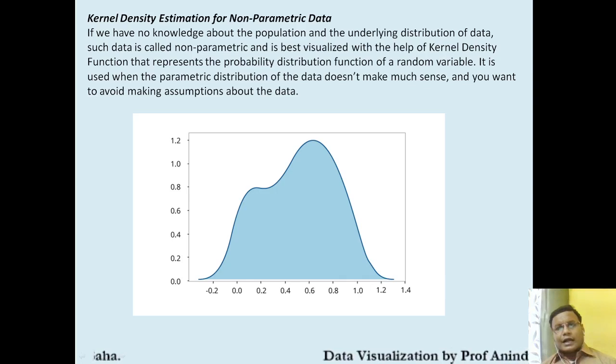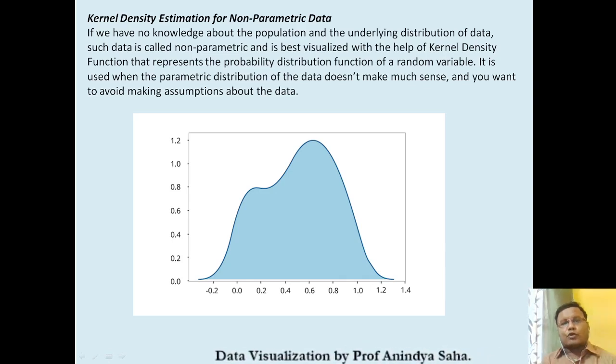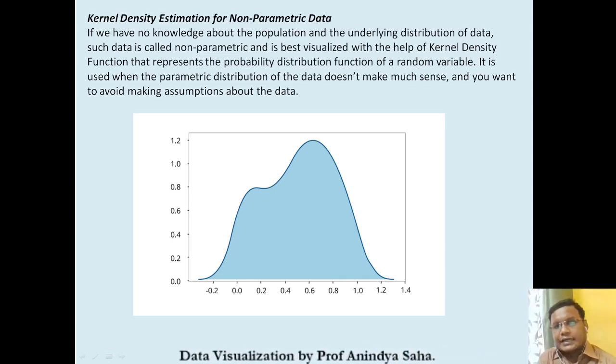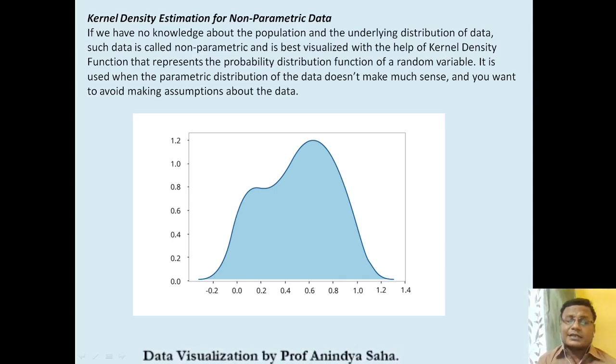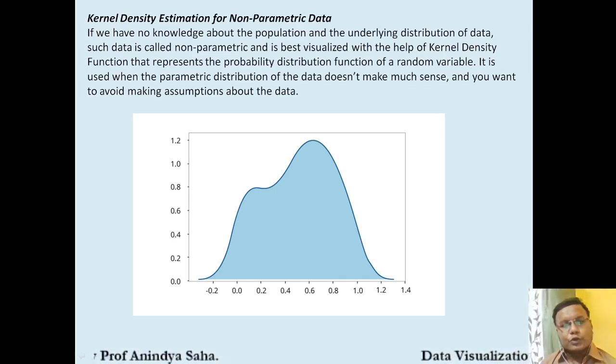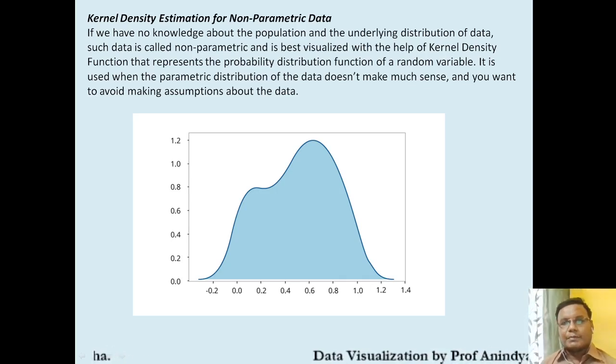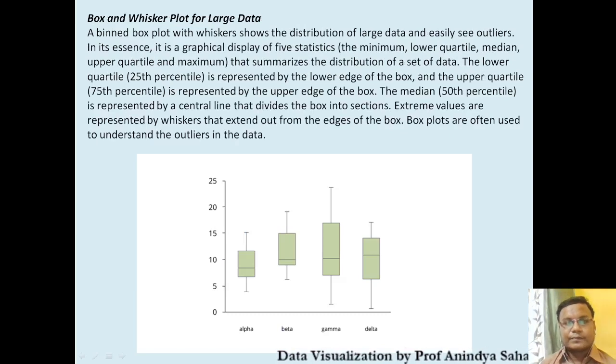So there are different techniques, like kernel density estimation for non-parametric data. If we have no knowledge about the population and the underlying distribution of the data, such data is called non-parametric, and it is best visualized with the help of a kernel density function that represents the probability distribution function of a random variable. It is used when a parametric distribution of the data doesn't make much sense and you want to avoid making assumptions about the data.